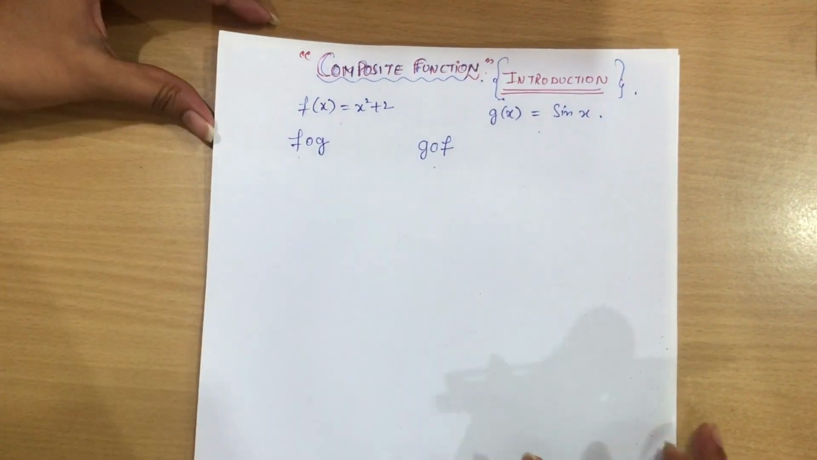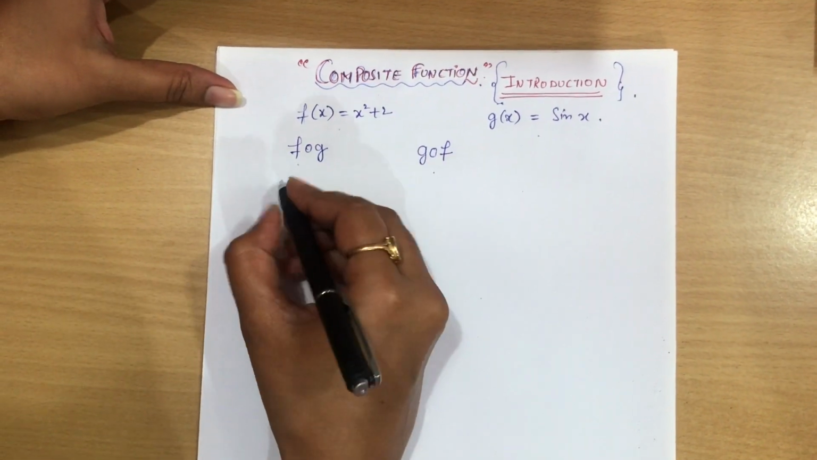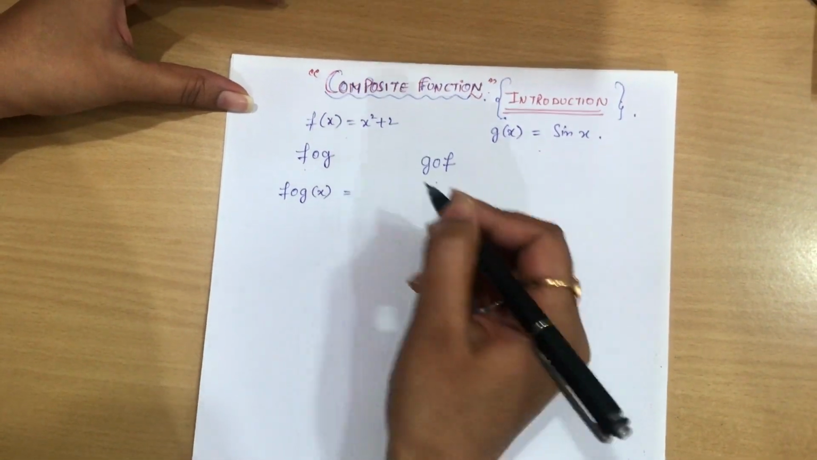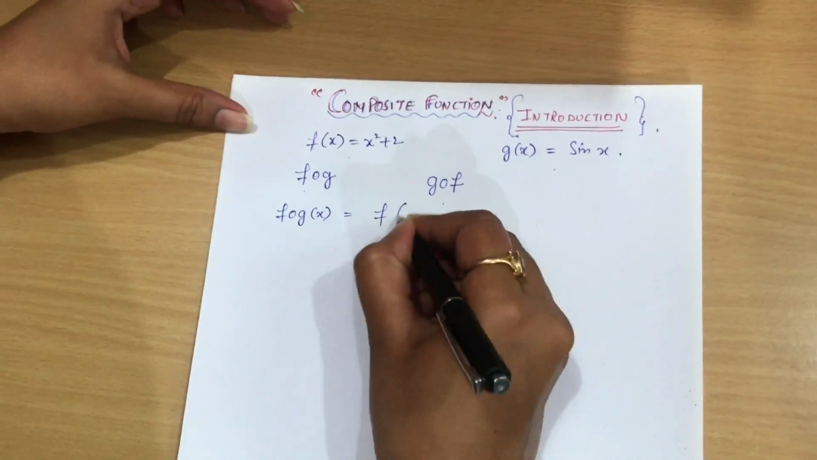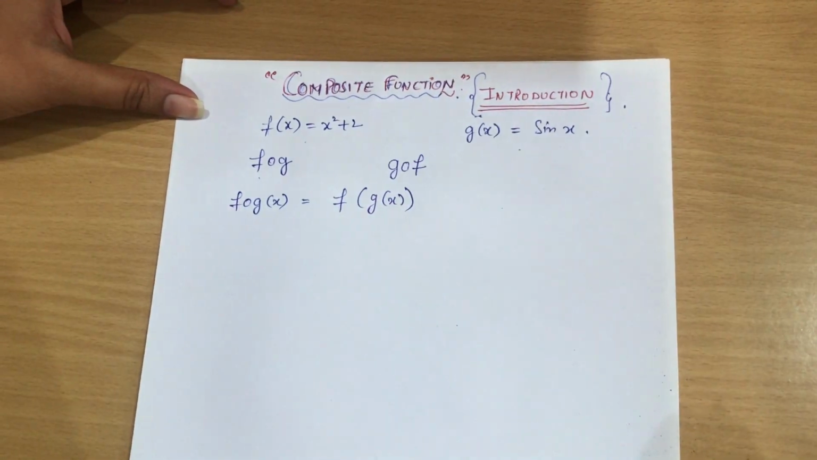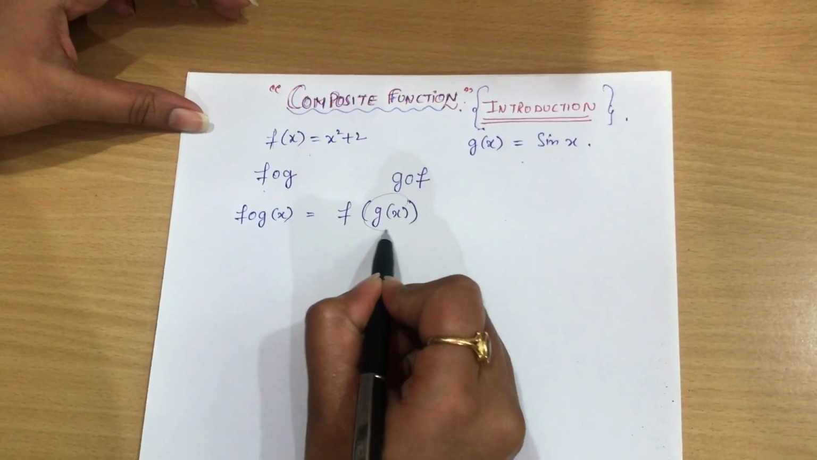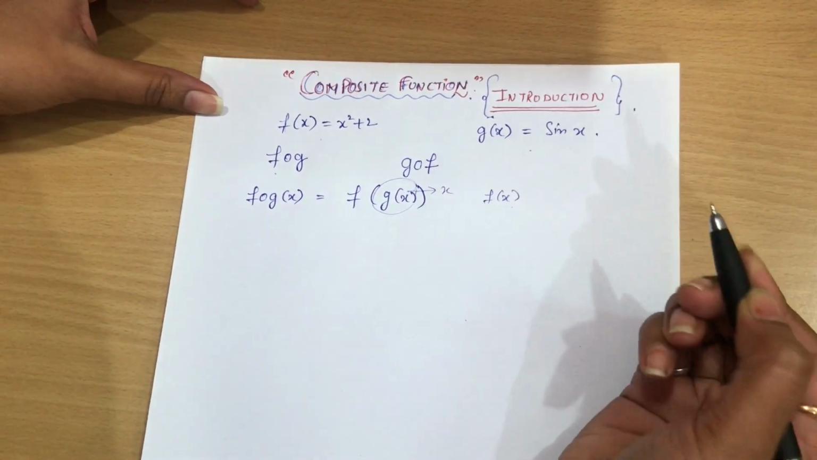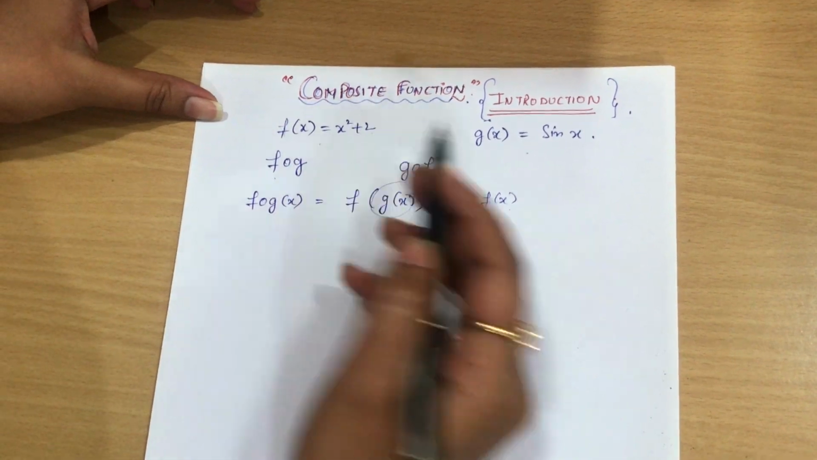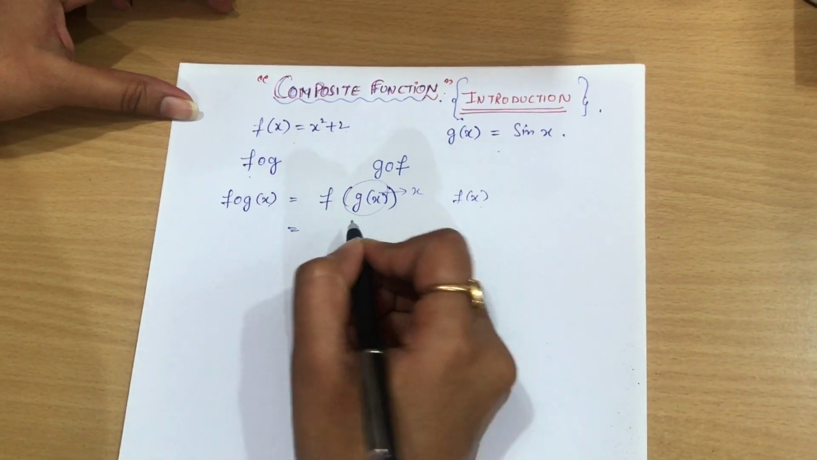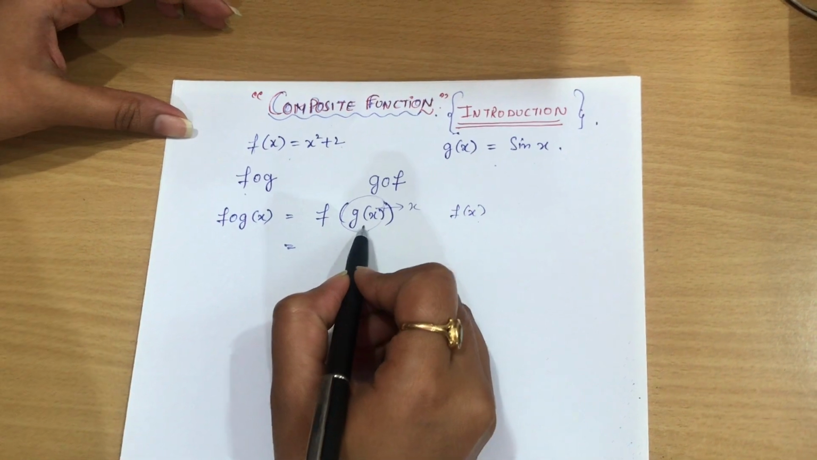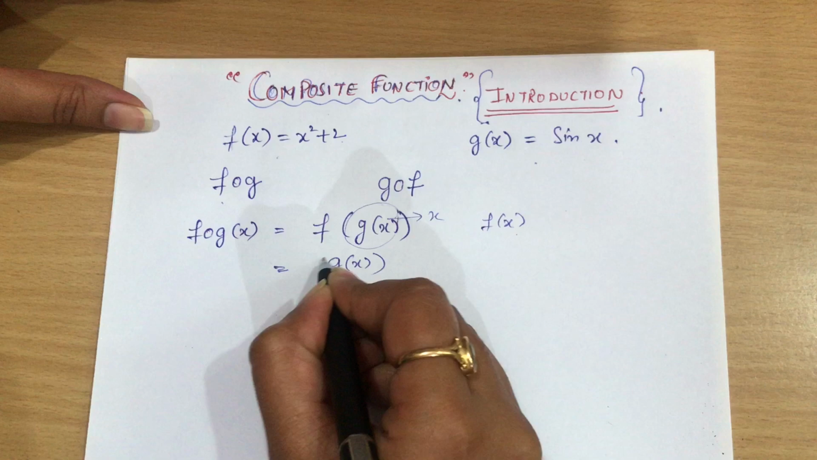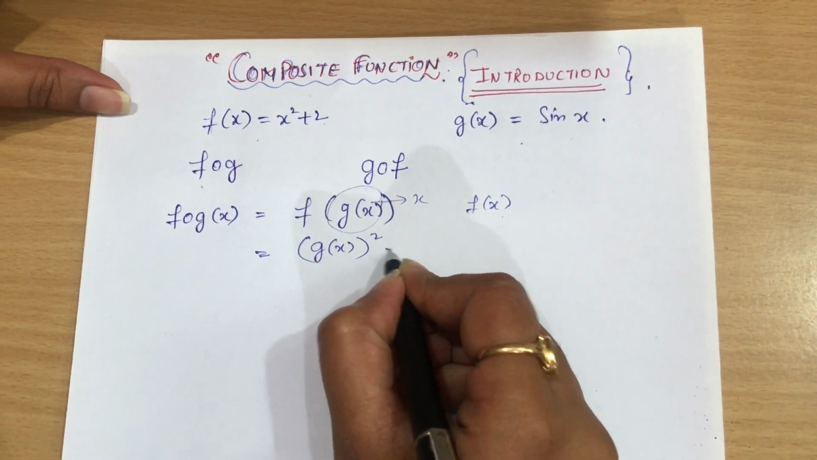So you can also solve this composition when you write fog of x. You can write this composition as f of g of x. This time you have to read this function as your x. So your function becomes f of x, and f of x is given by x square plus 2. It means this function is x square plus 2, but you have to replace your x by g of x. So your function becomes g of x whole square plus 2.